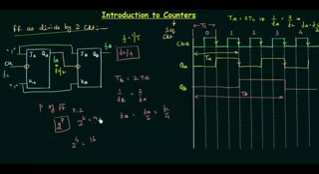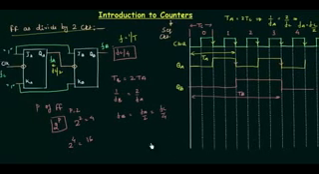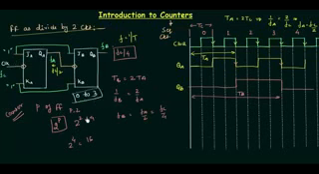So this is the basic of counter. Till now it is not clear how it is working as a counter, but in a minute it will be clear to you that it is your counter. This is my counter, and this particular circuit is counting from 0 to 3. So let's see how it is counting from 0 to 3.